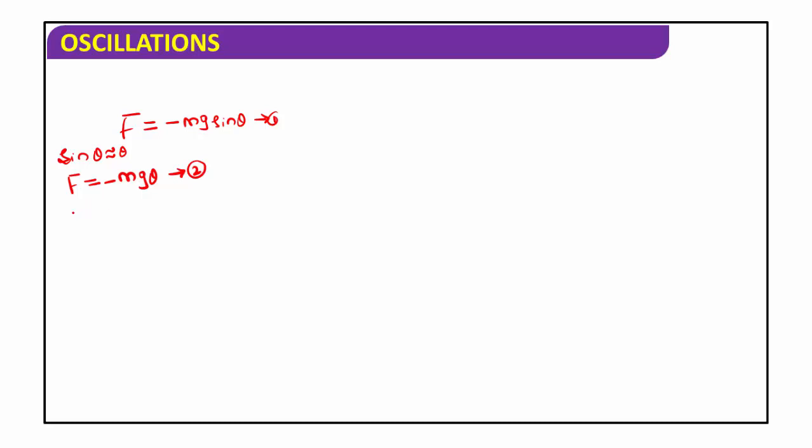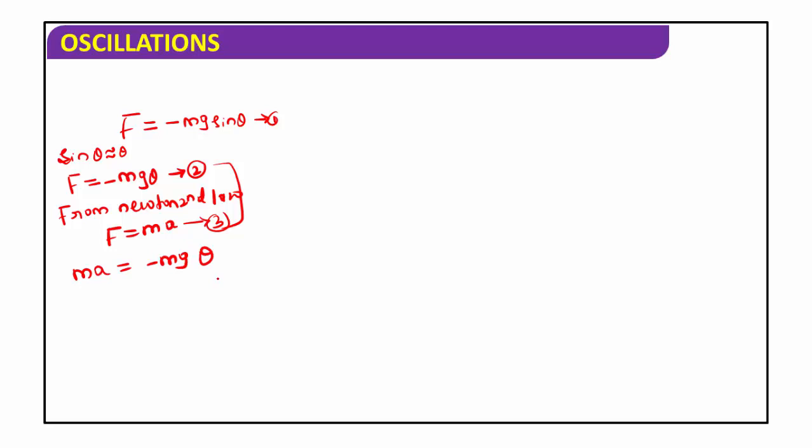According to Newton's second law of motion, F equal to ma. This is equation number 3. Comparing these two equations, ma is equal to minus mg into theta. The m and m get cancelled, so a equal to minus g into theta. This is equation number 4.